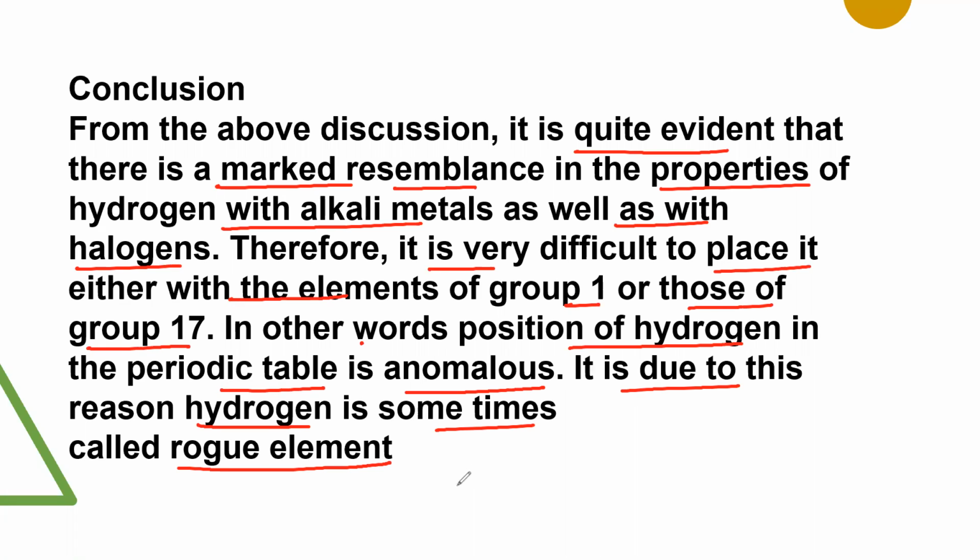Why is it called a rogue element? Because of its resemblance with halogens, its position is not at all fixed so far. So that's why it is also called a rogue element, because there is no fixed position in the periodic table. So these are the main conclusions from this hydrogen.